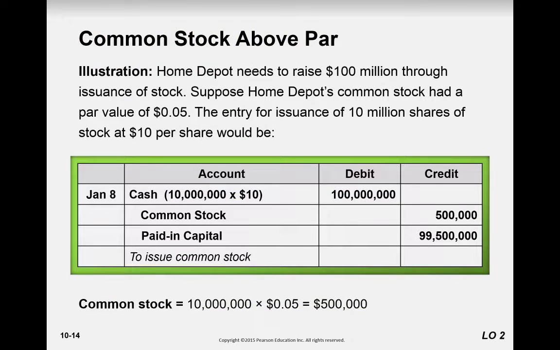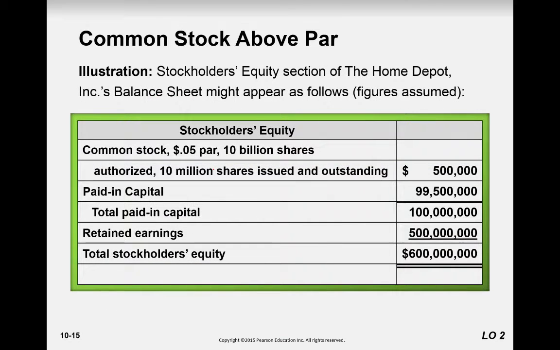Now, if it's above par, in this case we still have the same 100 million, but the common stock has a par value of 5 cents, and we sold it for $10 per share. The cash stays the same, but now we have the 5 cents. So we take our 10 million shares times 0.05, and then anything extra is additional paid-in capital. And you see that right here, our calculation here. And so because your debits need to equal your credits.